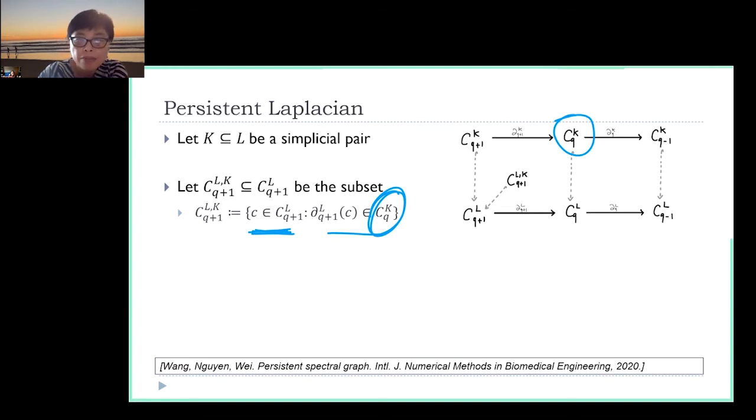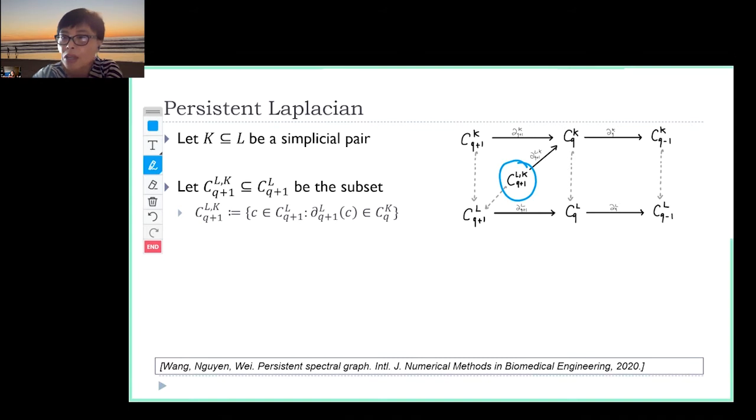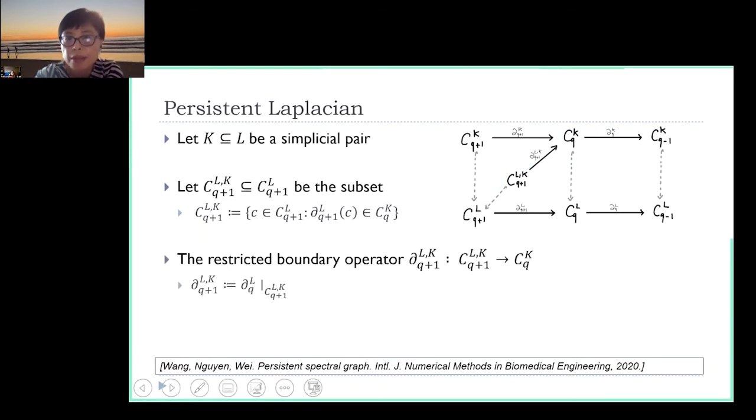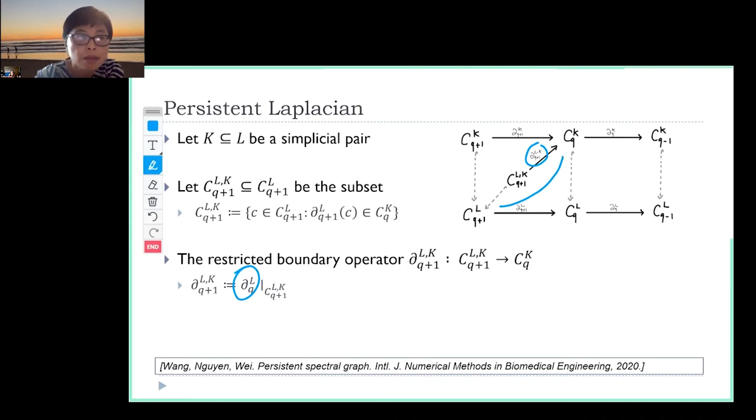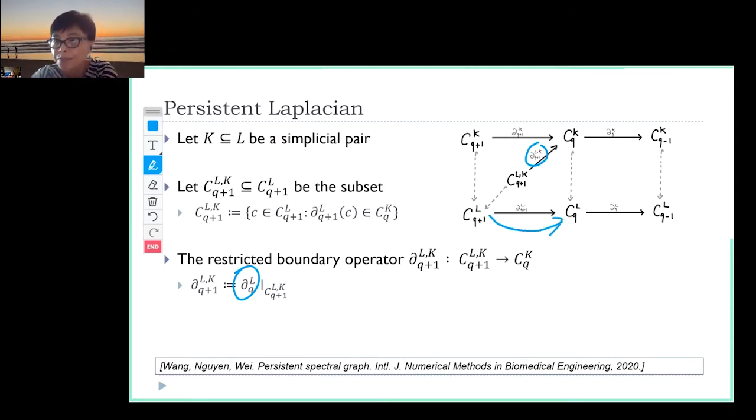And by definition, we can also define a boundary operator from this subspace to the Q's chain group of K by simply taking the restriction of the boundary operator. So this operator is simply the restriction of the boundary operator.